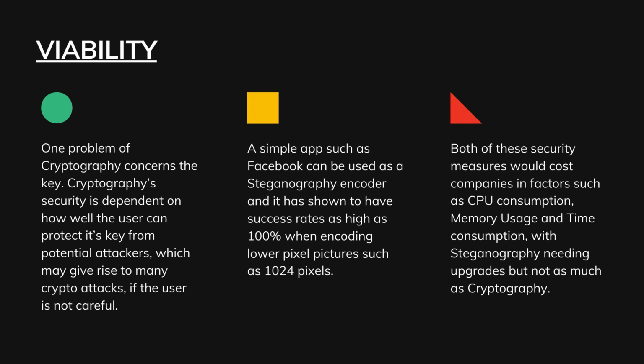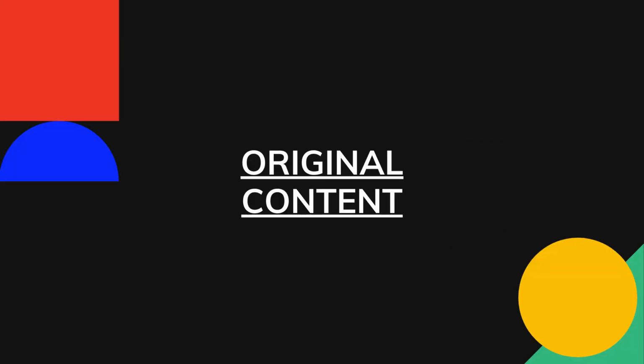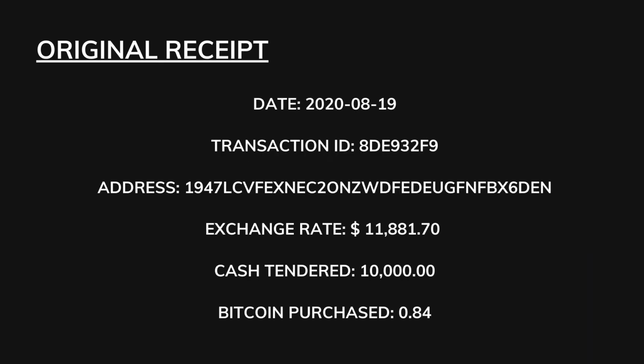But, in return, these two security measures could cost companies, both financially and physically, in factors such as CPU consumption, memory usage, and time consumption. We move next to the original content. For the original content, the researcher made an original receipt of a Bitcoin transaction, the leading cryptocurrency in the world.